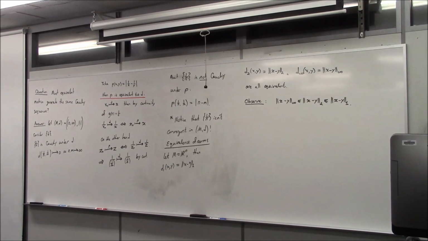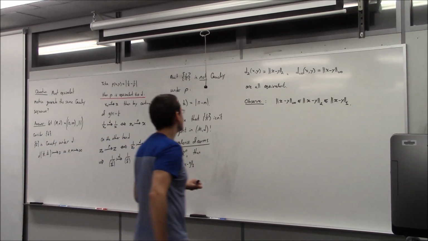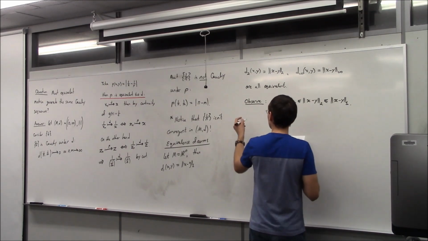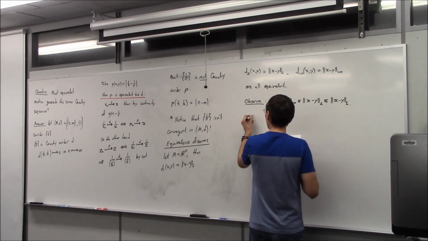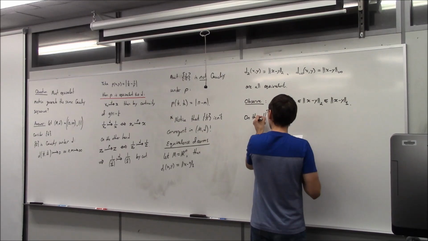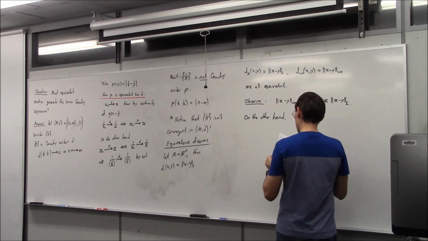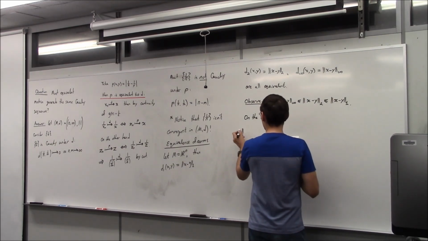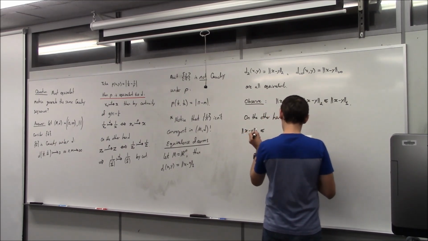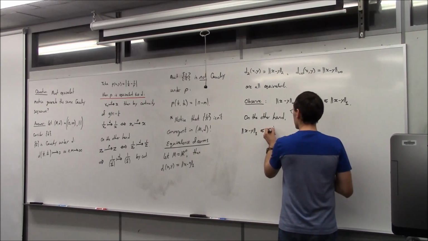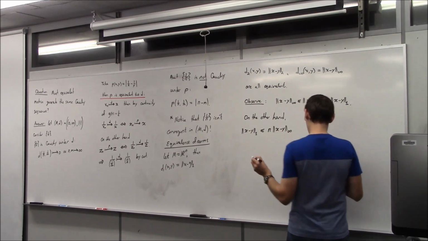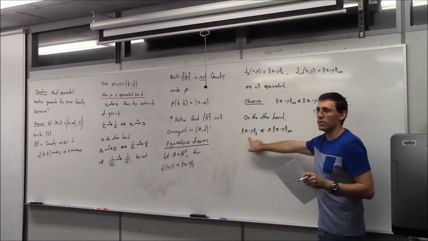So on the other hand, we have the following relationship. So we know that if I take the one norm, this will be less than or equal to n times the infinity norm. Okay? Do you see? Do I need to explain? Do you see why this is true?